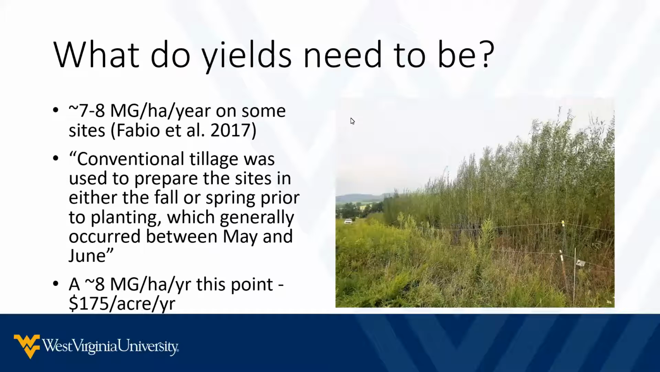In this study, they saw upwards of 8 tons per hectare per year, which roughly was coming back at $175 per acre per year. This is based on, I just did the math on the back of the envelope, $50 per oven dried ton. So those costs would come back. Even at that level, it would really have a hard time paying for my $3,000, even if I could halve that at $1,500 per acre, right?